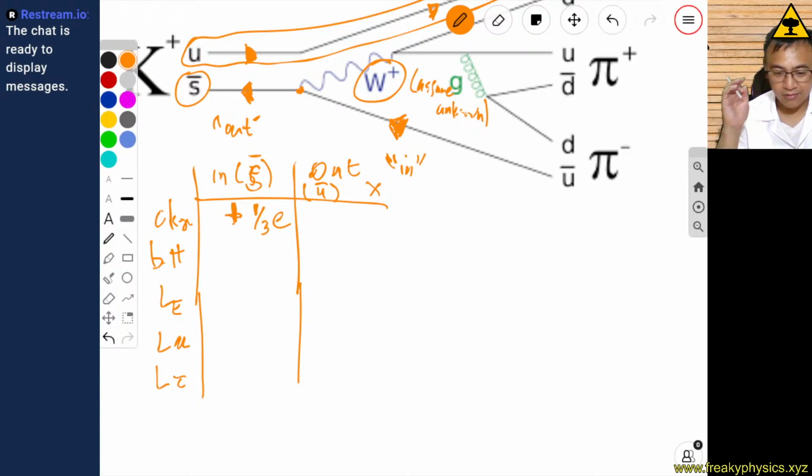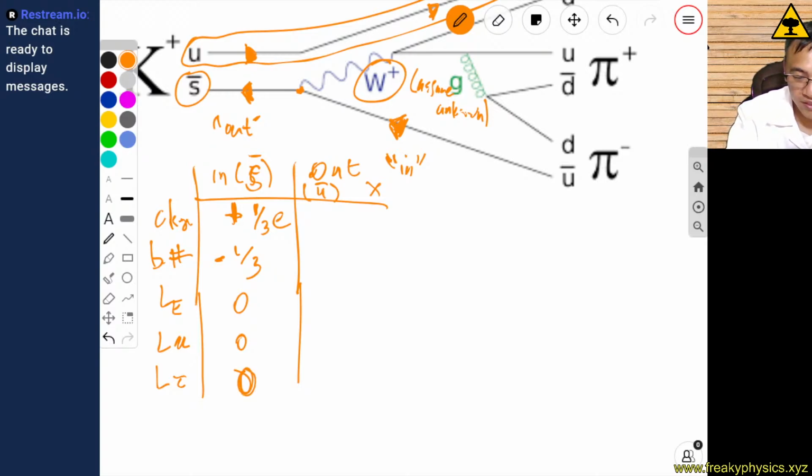Plus 1/3 E. All right. Now for the baryon number, this is going to be 1/3, but because it's an antiparticle, negative, then these would be 0 for the lepton numbers. All three lepton numbers would be 0.